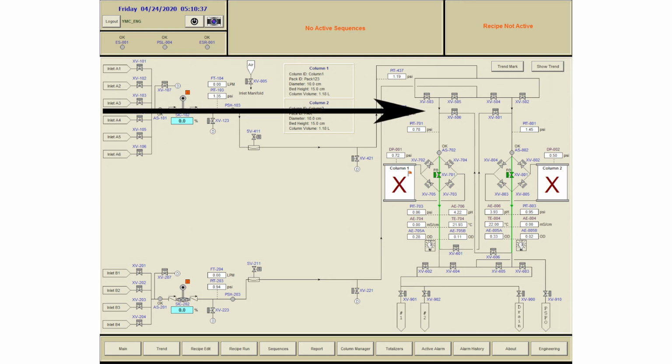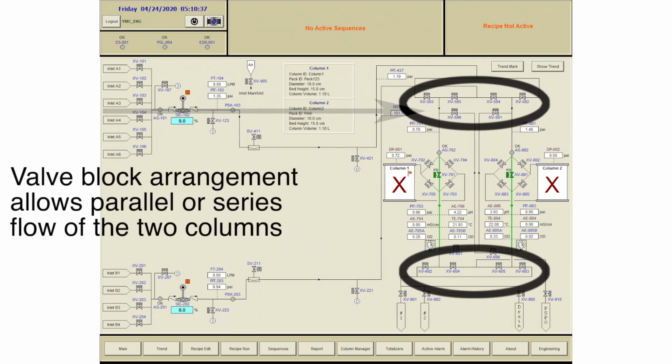Thus far, we've traveled from the inlet valves to the pumps, past the flow meter on the way to the first Robolux valve. Now we find ourselves in the heart of the system, the unique valves that enable the continuous operation of two columns. Here we find two specialized six-port valve blocks called Robolux.